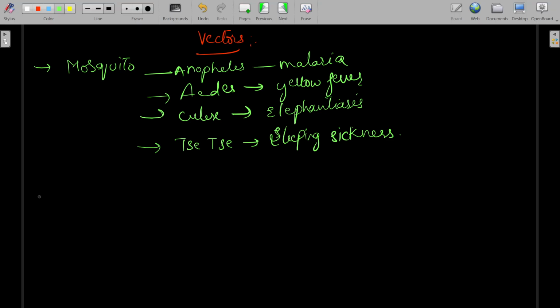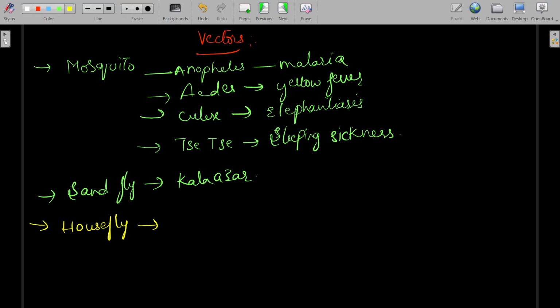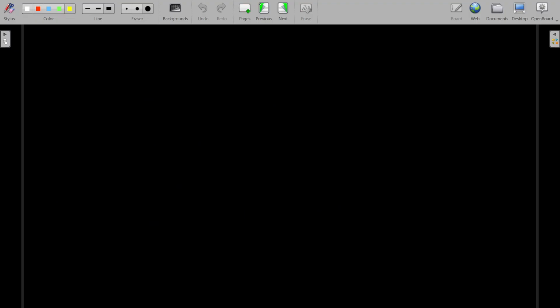Okay. Next, sandfly. Sandfly causes kala azar. The last one, the housefly. It carries most of the disease causing organisms. So the first disease we can get from the housefly is diarrhea followed by dysentery. Okay. So these are the disadvantageous organisms which are present in the phylum Arthropoda.